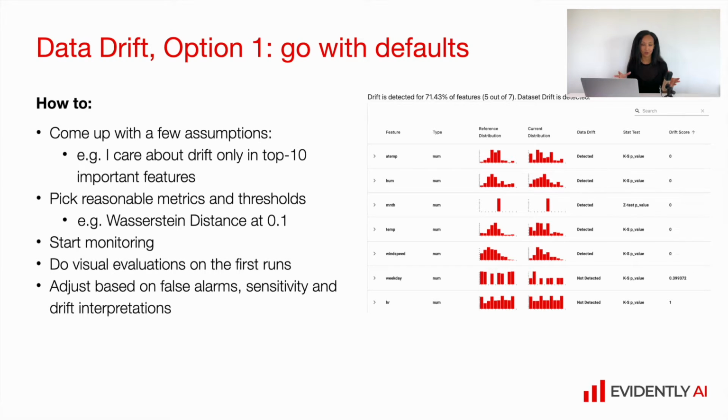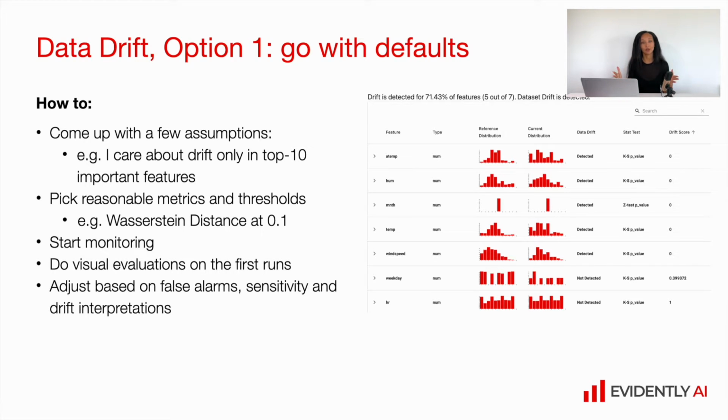Here you will need to start from a few assumptions, like whether you want to detect drift for the whole dataset, or maybe you have a few very important features and you want to detect drift for those features individually, and then pick a metric and threshold and really pick something default, like for example Wasserstein distance and the threshold equal to 0.1, right? And then it's a good idea to just start using it, like start drift detection or drift monitoring, and at first do some visual evaluations, like see the results, see the distributions, and decide whether you are happy with the results or not.